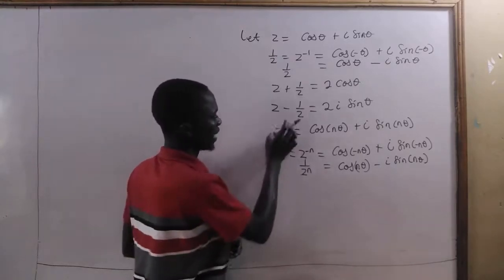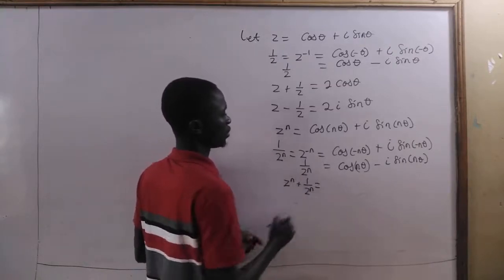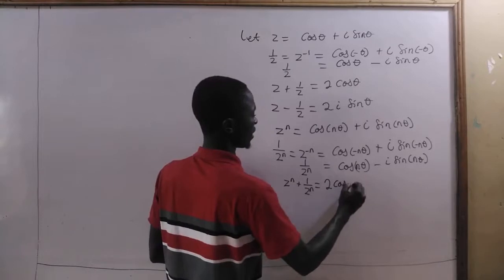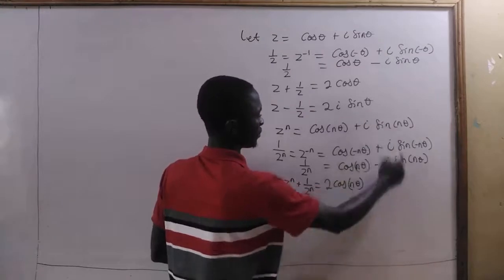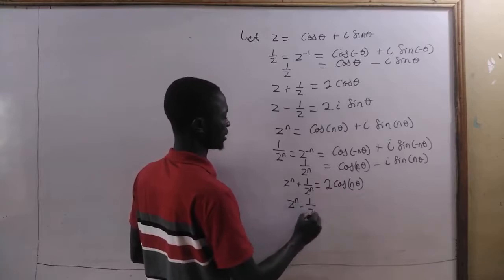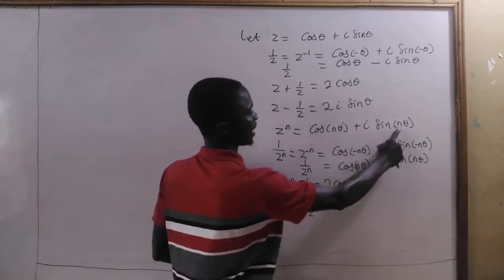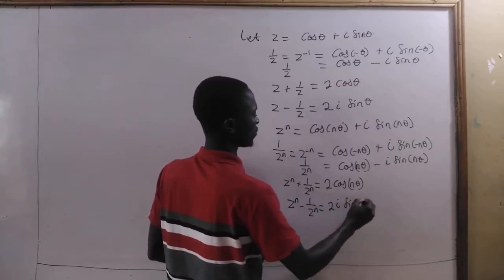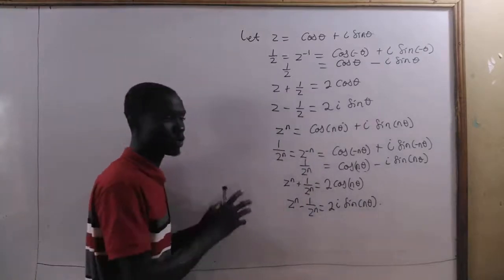Now, if I add z to the power n plus 1 over z to the power n, what do I get? I'm going to get 2 cosine of n times theta. This plus this will give us 0. And if I take z to the power n minus 1 divided by z to the power n, this minus this will give us 0. i sine of n times theta minus this will give us positive 2i sine of n times theta. Now, these expressions will help us.